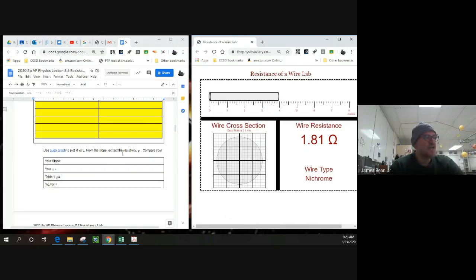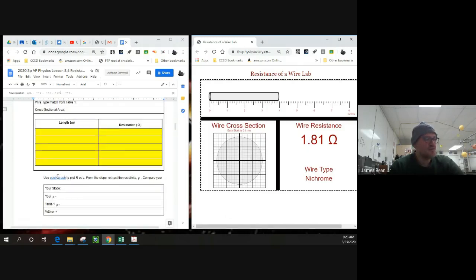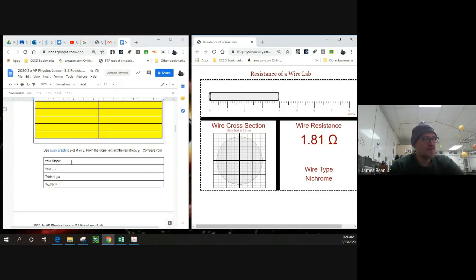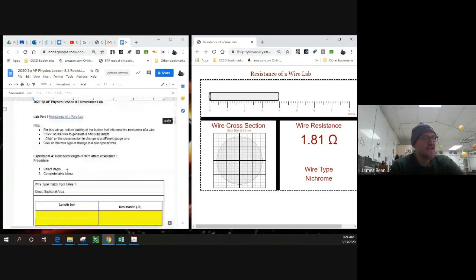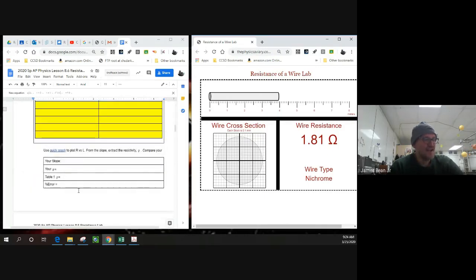So I would use a quick graph. Okay, we use a quick graph. I'm going to plot resistance versus length. Resistance will be on the y-axis. Length is on the x-axis. I want to extract the resistivity from the graph here. Okay. So here, put your slope in here. Determine what your resistivity is. Look at the table up here and determine what your resistivity is. And then go ahead and calculate percent error.